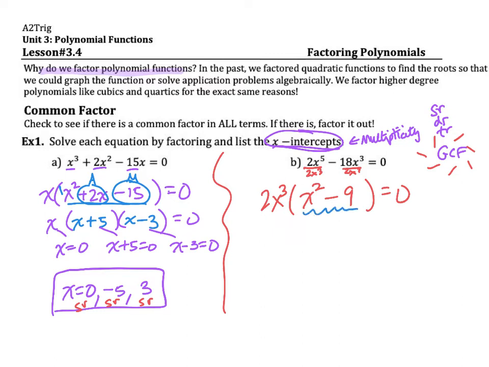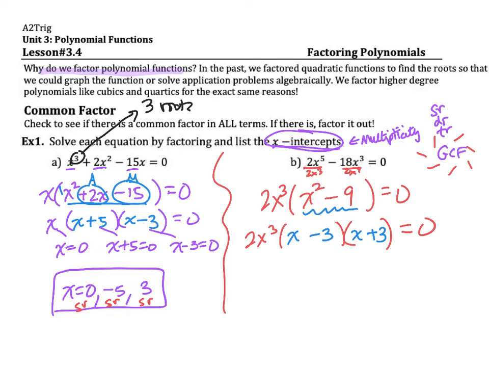I can continue to factor. x squared minus 9 is the difference of squares. So I have two numbers that multiply to give me negative 9 and add to give me 0, and that is negative 3 and positive 3. Now, according to the fundamental theorem of algebra, if there is a cubic, that means we have 3 roots or 3 x-intercepts. If it's a 5th degree, that means we have 5 x-intercepts or 5 roots. So this right here accounts for 3 of them.